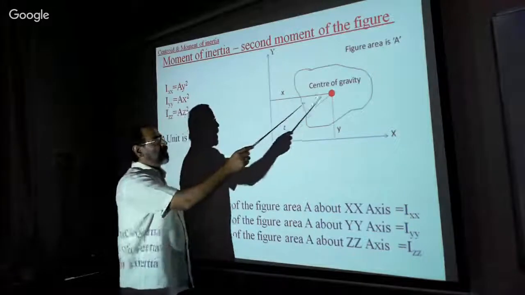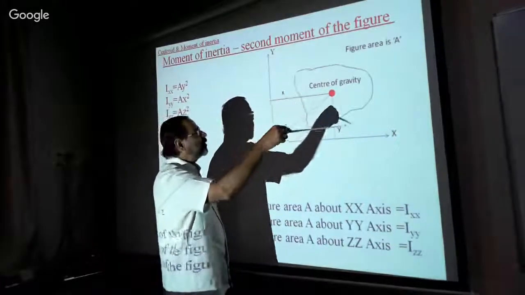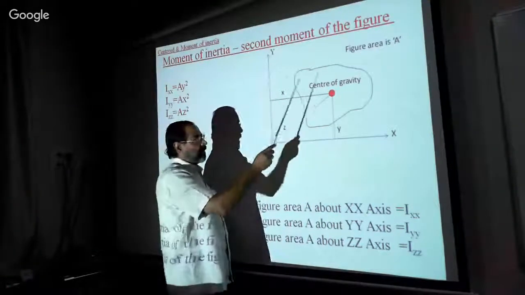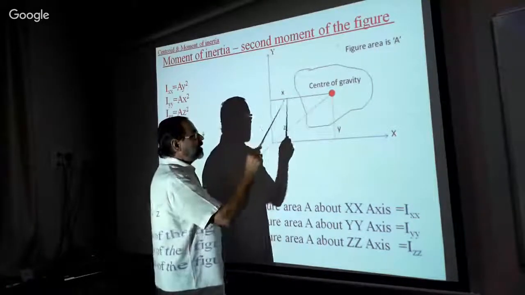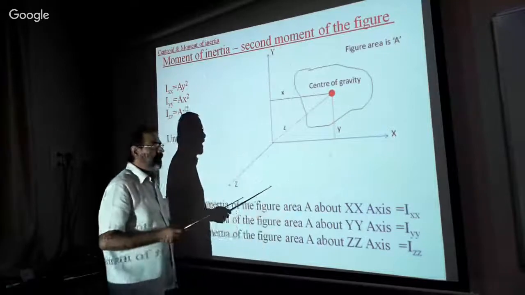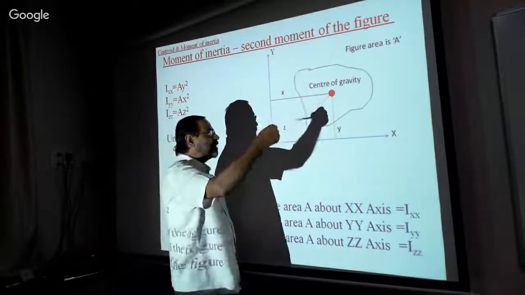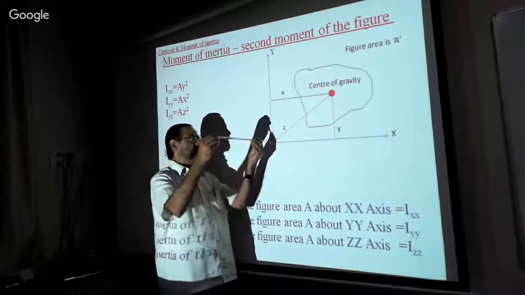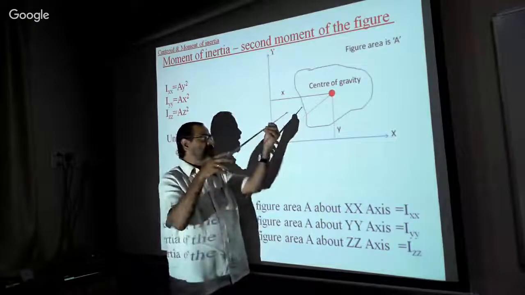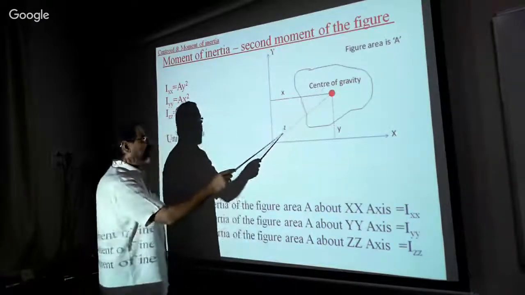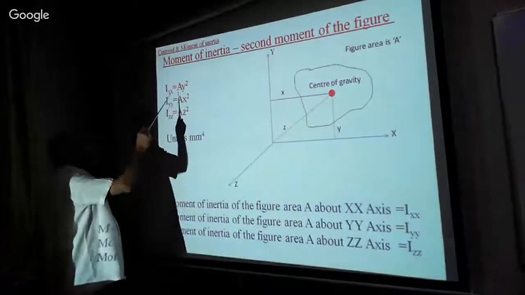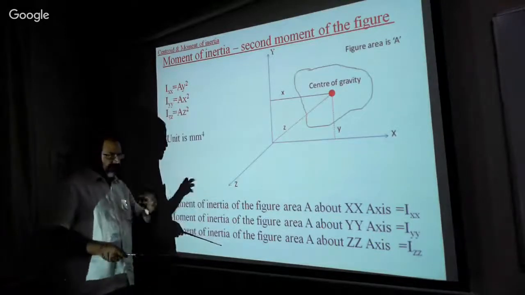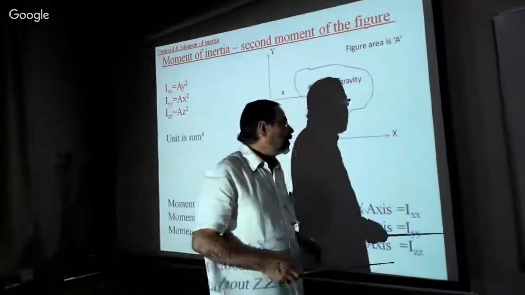And similarly, the moment of inertia of this figure with respect to the y-axis is area multiplied by distance square. And similarly, the moment of inertia of this figure with respect to the z-axis, this is the z-axis, is area multiplied by z square. So this is what we have printed. This is how we are calculating the moment of inertia of the given section with respect to some reference axis.